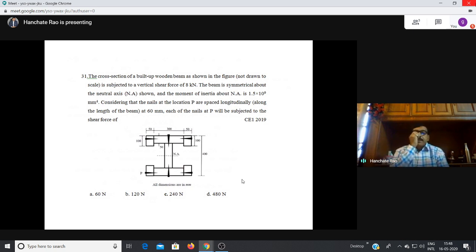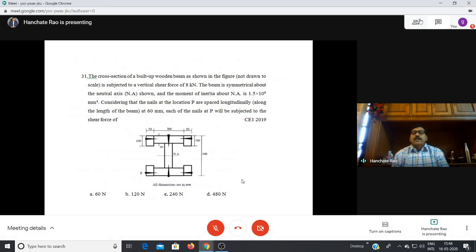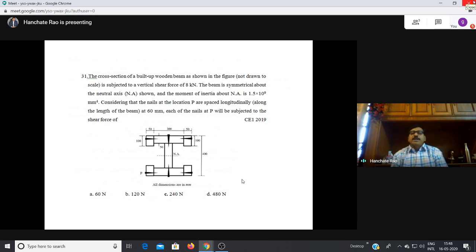The cross section of a built up wooden beam, as shown in the figure, is subjected to a vertical shear force of 8 kilonewtons. The beam is symmetrical about the neutral axis, which is also given. The moment of inertia about the neutral axis is 1.5 into 10 to the power of 9 mm to the power of 4. Considering that the nails at location P are spaced longitudinally along the length of the beam at 60 mm, each of the nails at P will be subjected to a shear force of what? So we have to find the shear force at each nail.